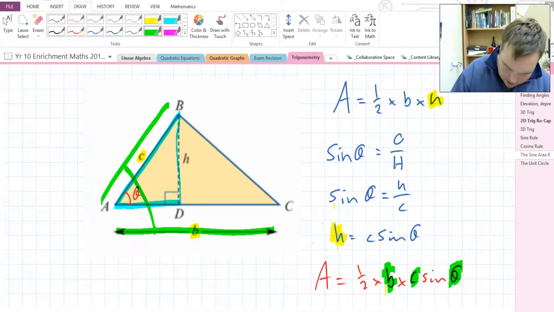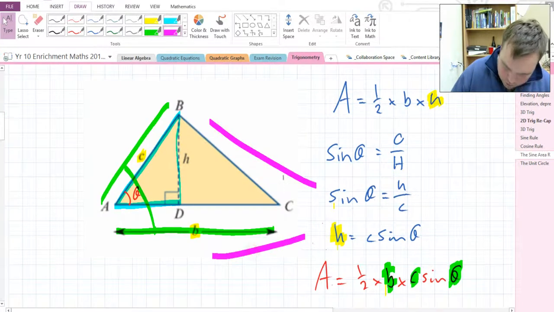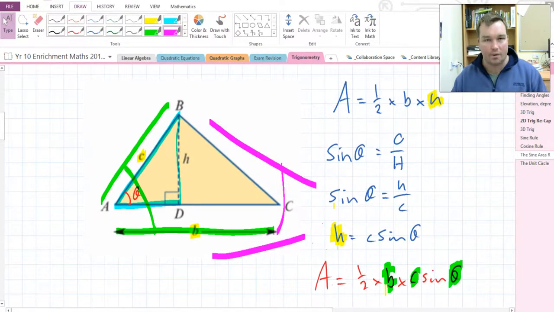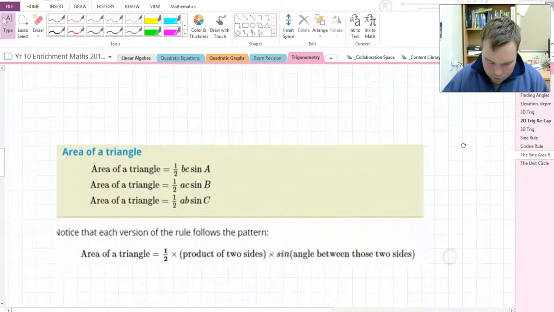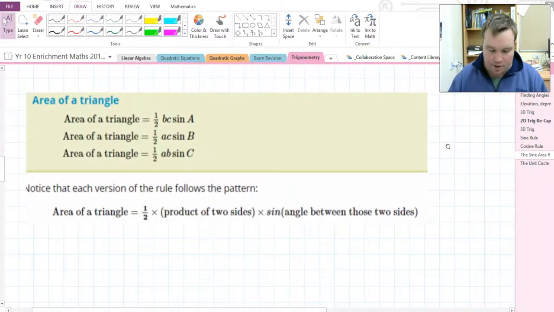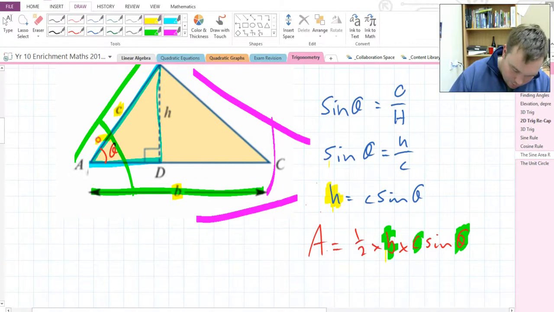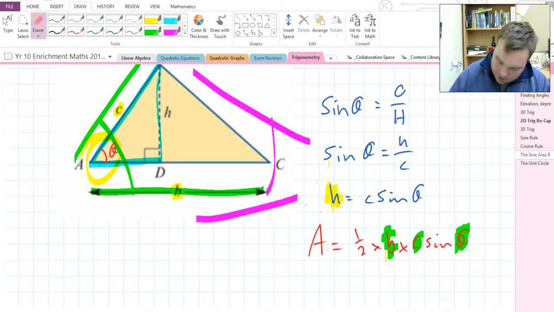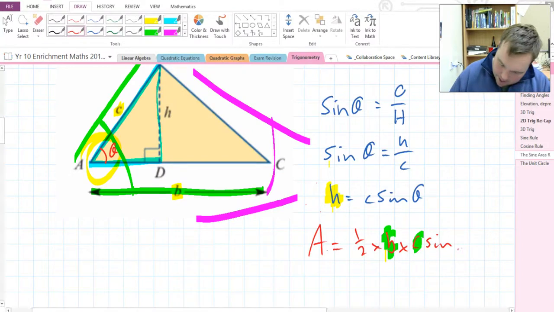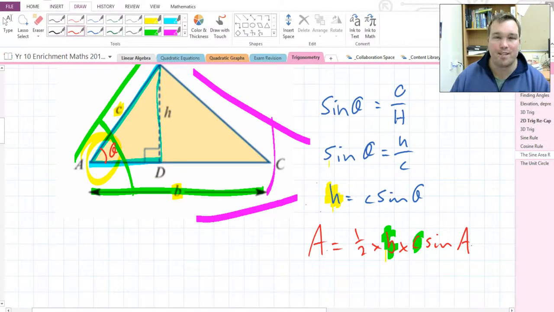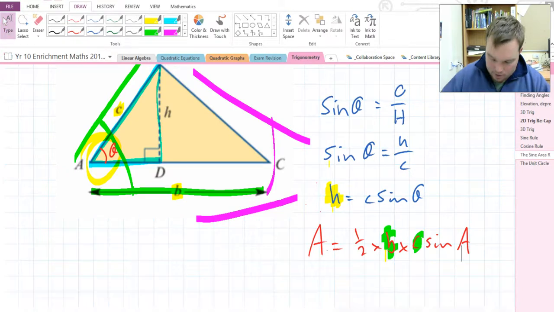Anytime we have two sides and the angle in between, we can use that rule. So for that reason, this rule is written in three different ways. Area of a triangle is either half BC sine A, half AC sine B, or a half AB sine C. I should have noticed here that this angle we would call A, so really what I should be writing there is A. Half BC sine A, that's the angle in between those two sides.